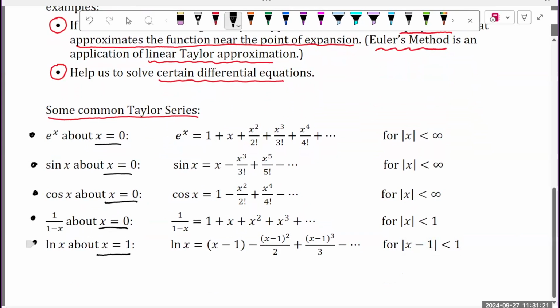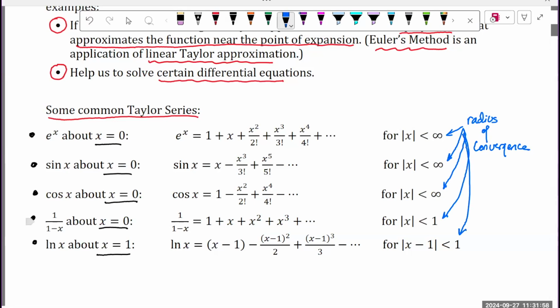Keep the forms of these series in mind, and notice that the radius of convergence is the entire real line in the cases of e to the x, sine x, and cosine x, whereas the radius of convergence for the last two functions, 1 over 1 minus x and natural log x, is limited to either the absolute value of x being strictly less than 1 or the absolute value of x minus 1 being strictly less than 1. Let's go to the next page.